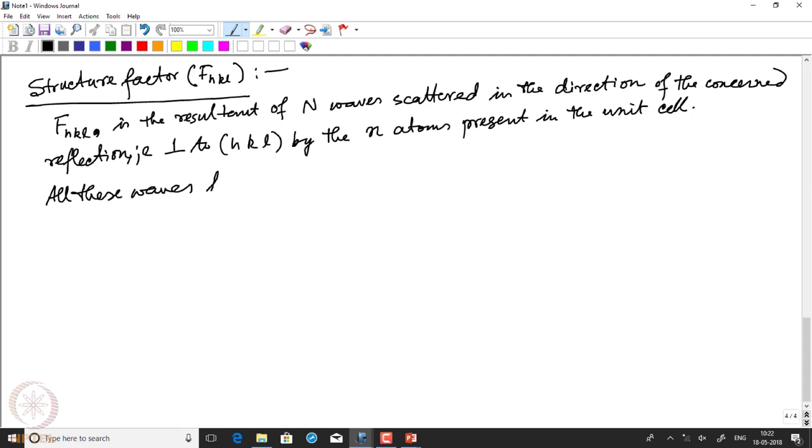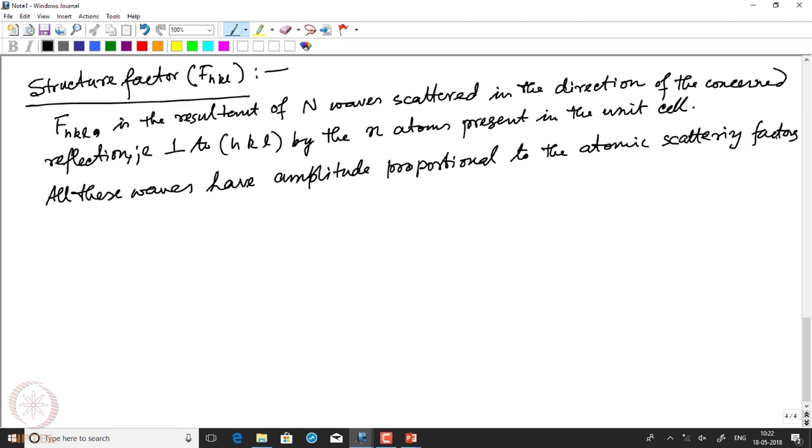All these waves have an amplitude proportional to the atomic scattering factors, which is represented as Fi, and a phase angle delta i with HKL as well.